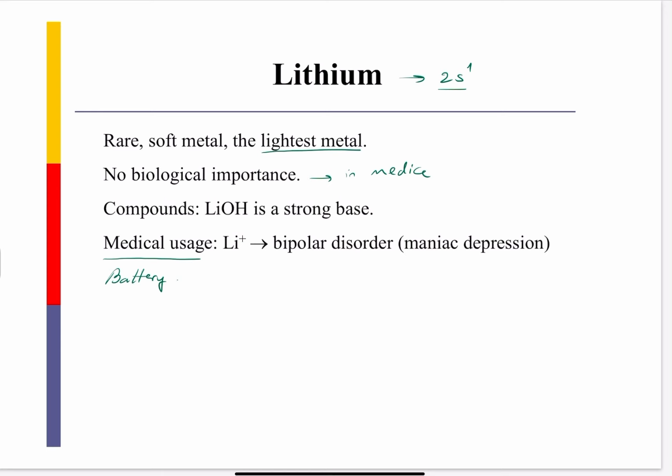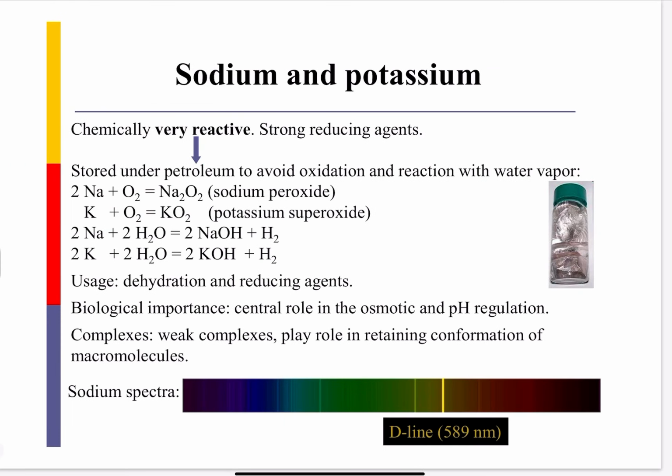Usually it is a very reactive element, and it is very unstable also. Sodium and potassium are chemically very reactive, strong reducing agents. As you remember, they are ns1. One of them is 3s1, the other 4s1. They are stored under petroleum or oil to avoid oxidation in the vapor.